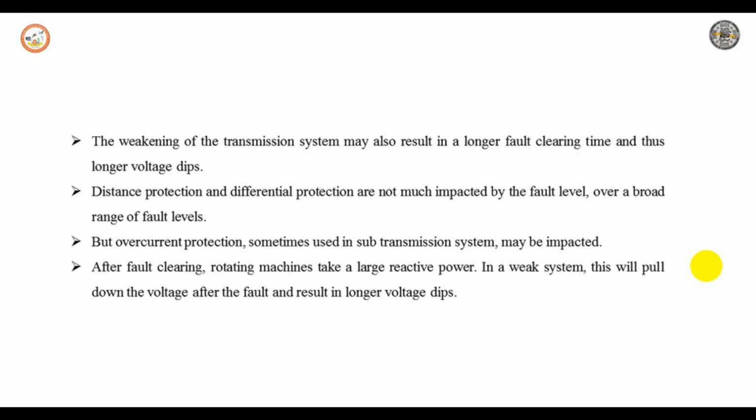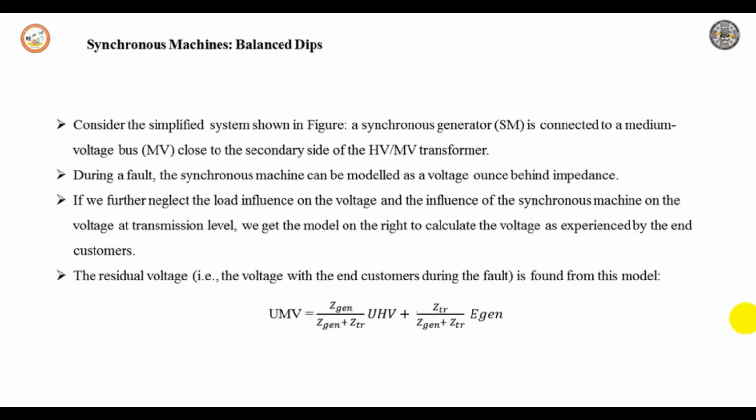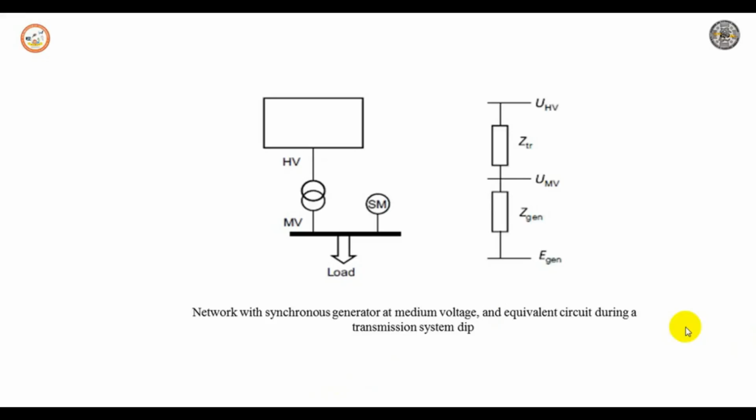So moving on. Synchronous machine, balanced dip. Consider a simplified system, which is shown in the figure. This is the figure I am talking about. The synchronous generator SM is connected to a medium voltage bus MV. Here you can see the medium voltage bus MV. The synchronous generator is connected to the medium voltage bus, on the secondary side of the HV/MV transformer.